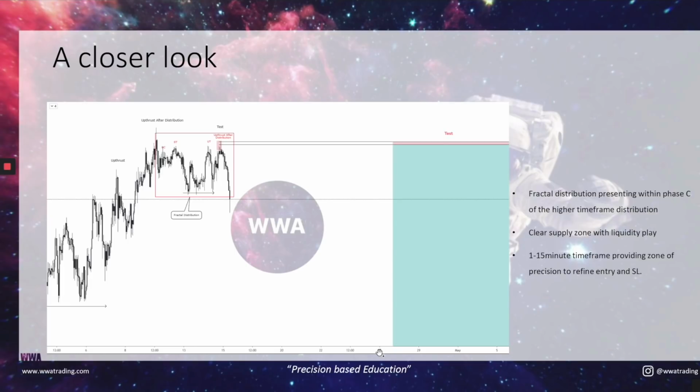So let's take a closer look at what really was going on a lower time frame. We discussed how we had a distribution schematic starting to form on a higher time frame, and if we zoom into a lower time frame, we can see inside that first distribution we have another distribution, showing us the fractal nature of the market. We can enter not only upon the daily and 4-hour time frame, but actually down to the 15-minute, 5-minute or 1-minute time frame, and find these market cycles presenting.